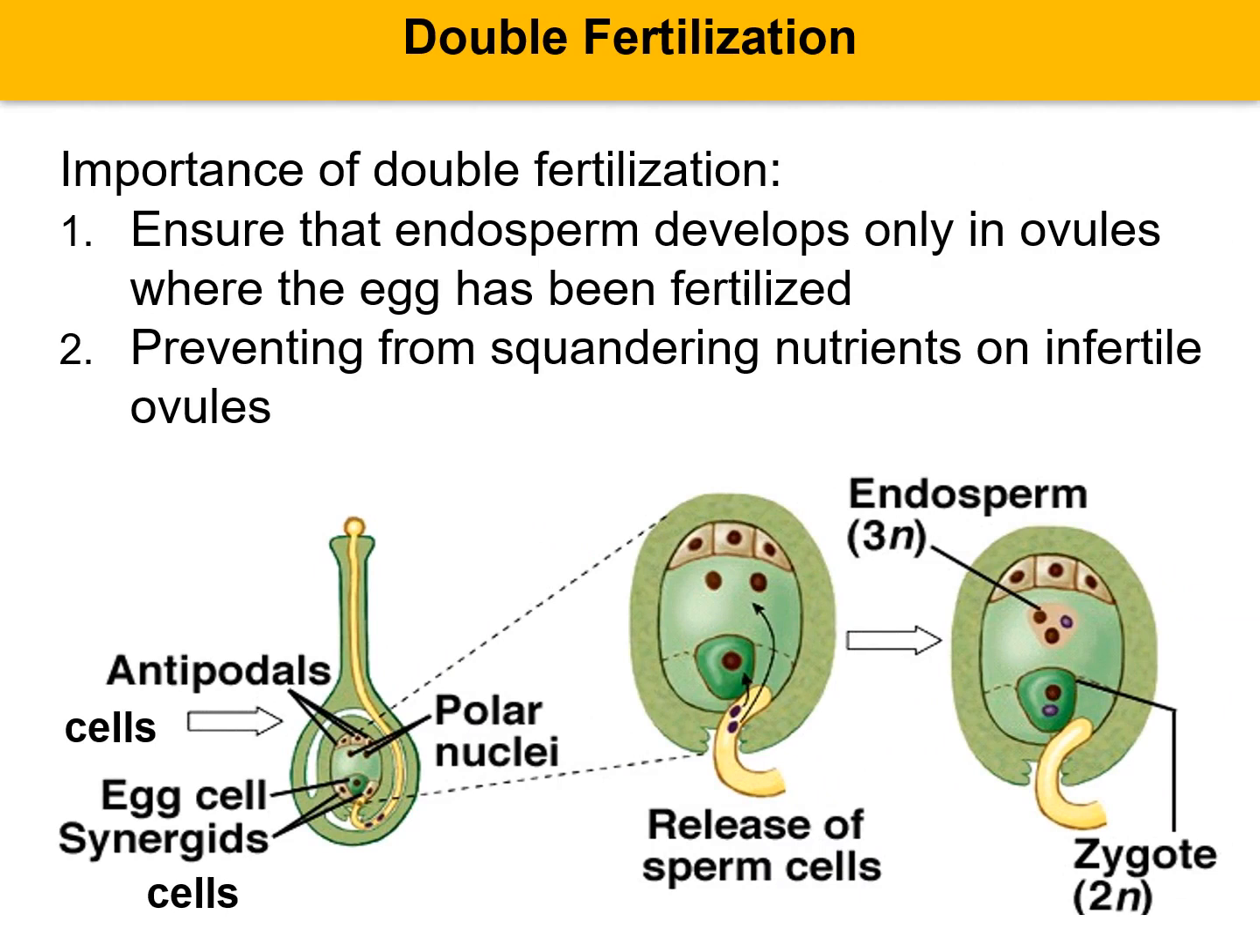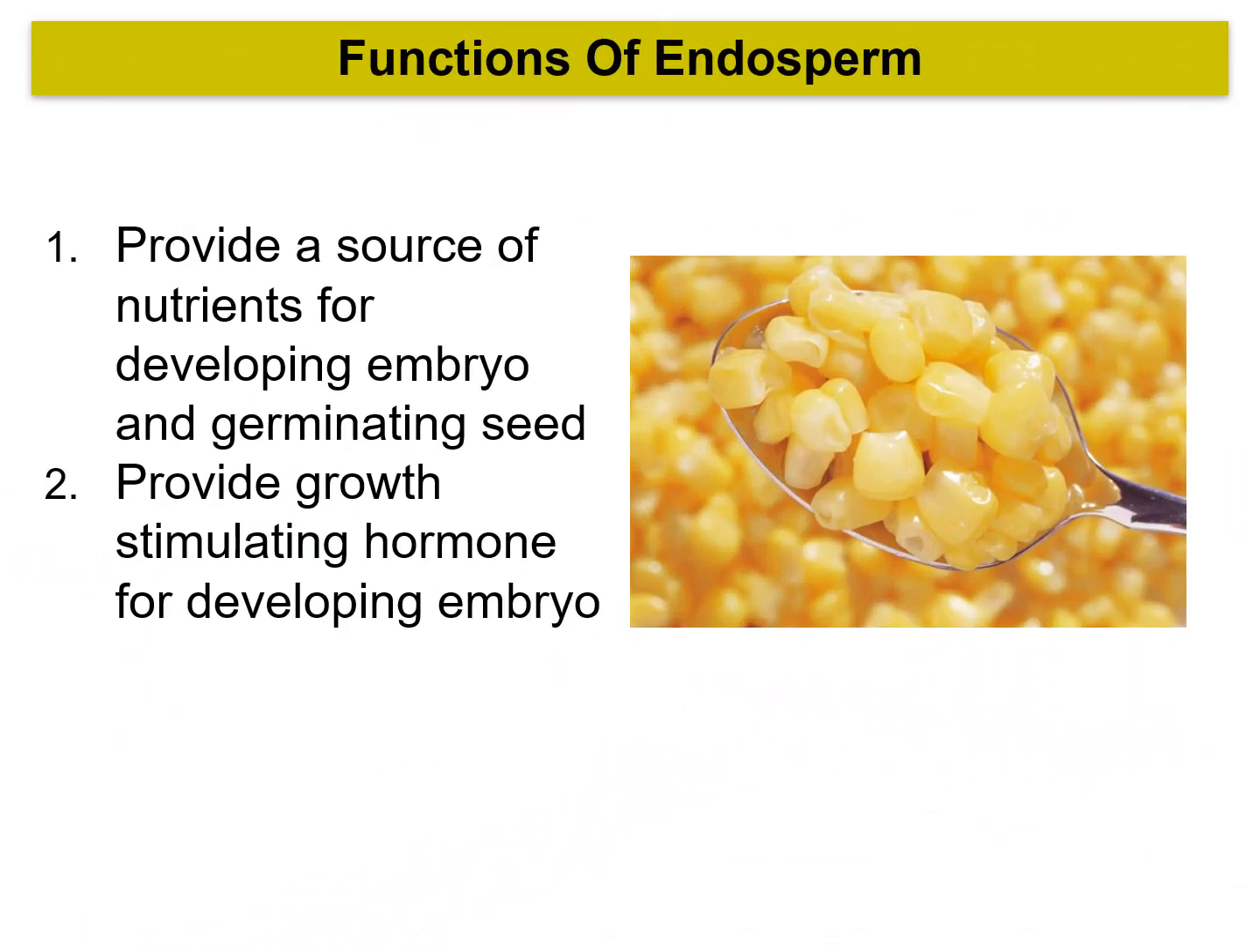So double fertilization helps to ensure the endosperm develops only in ovules where the egg has been fertilized, and then preventing wastage of nutrients, meaning dia nak elakkan daripada pembaziran nutrients. Provide source of nutrients for developing embryo and germinating seed.